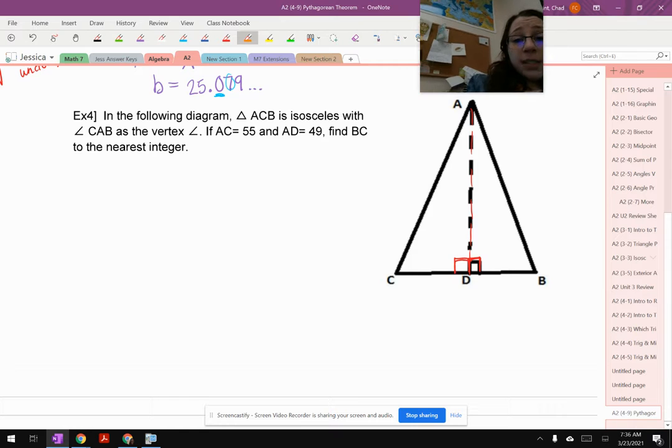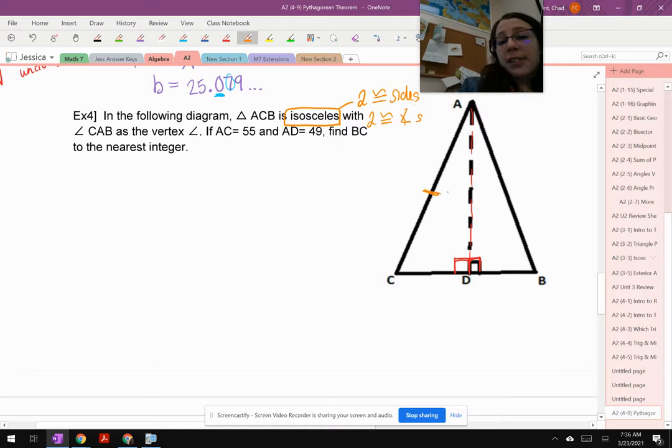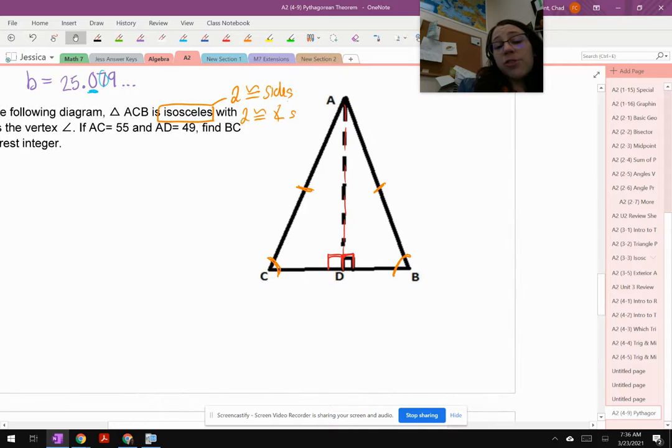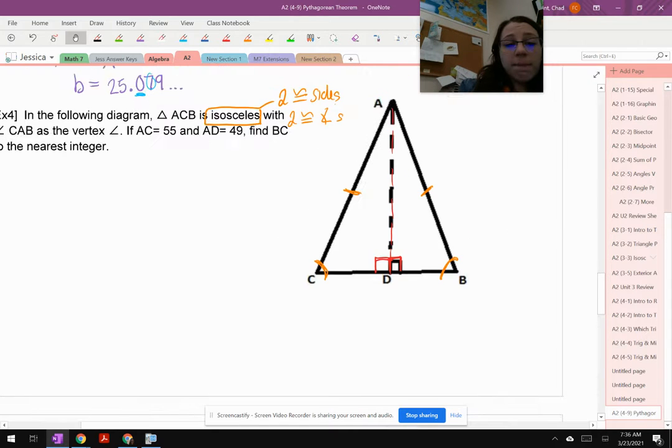Okay, so ABC is isosceles. Remember, isosceles means two congruent sides, two congruent angles. So we know that AC is equal to AB, right? Those are my congruent sides. And I know that this angle C here is congruent to this angle B. Not that any of that's really helpful right now, but just to know.